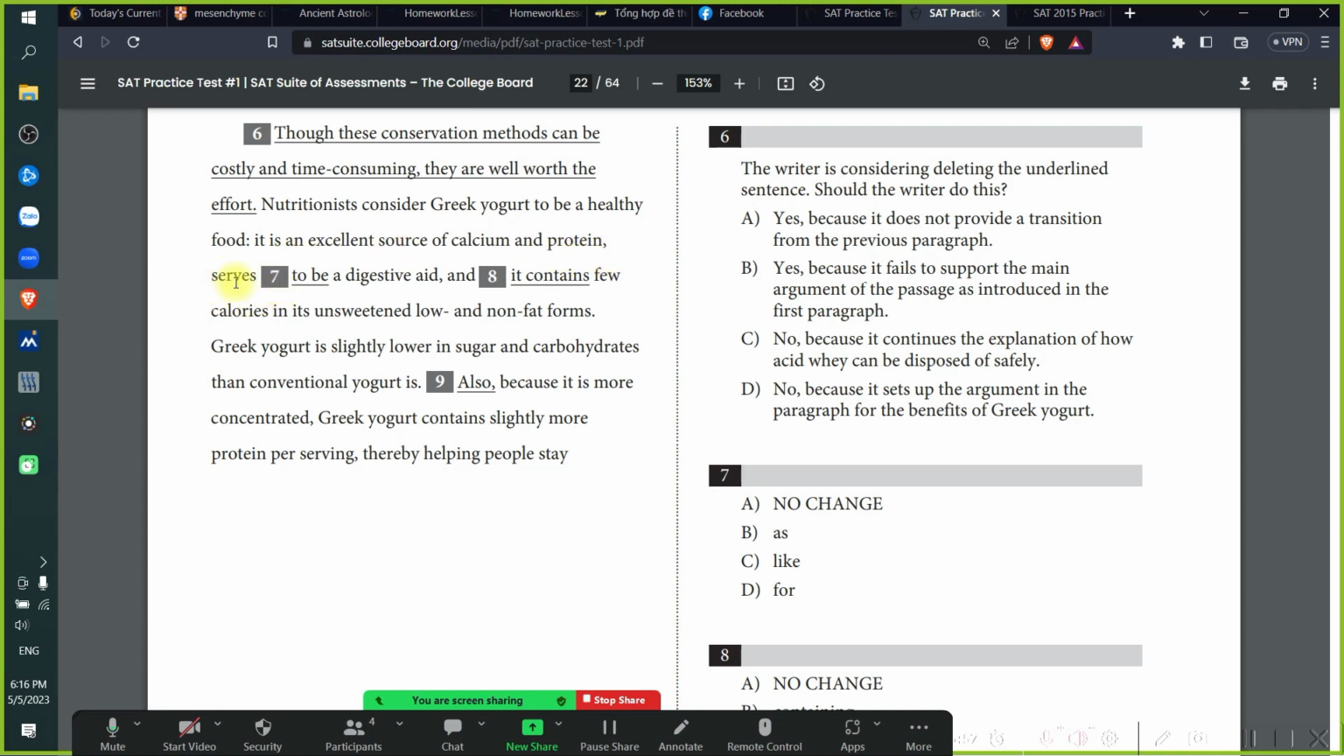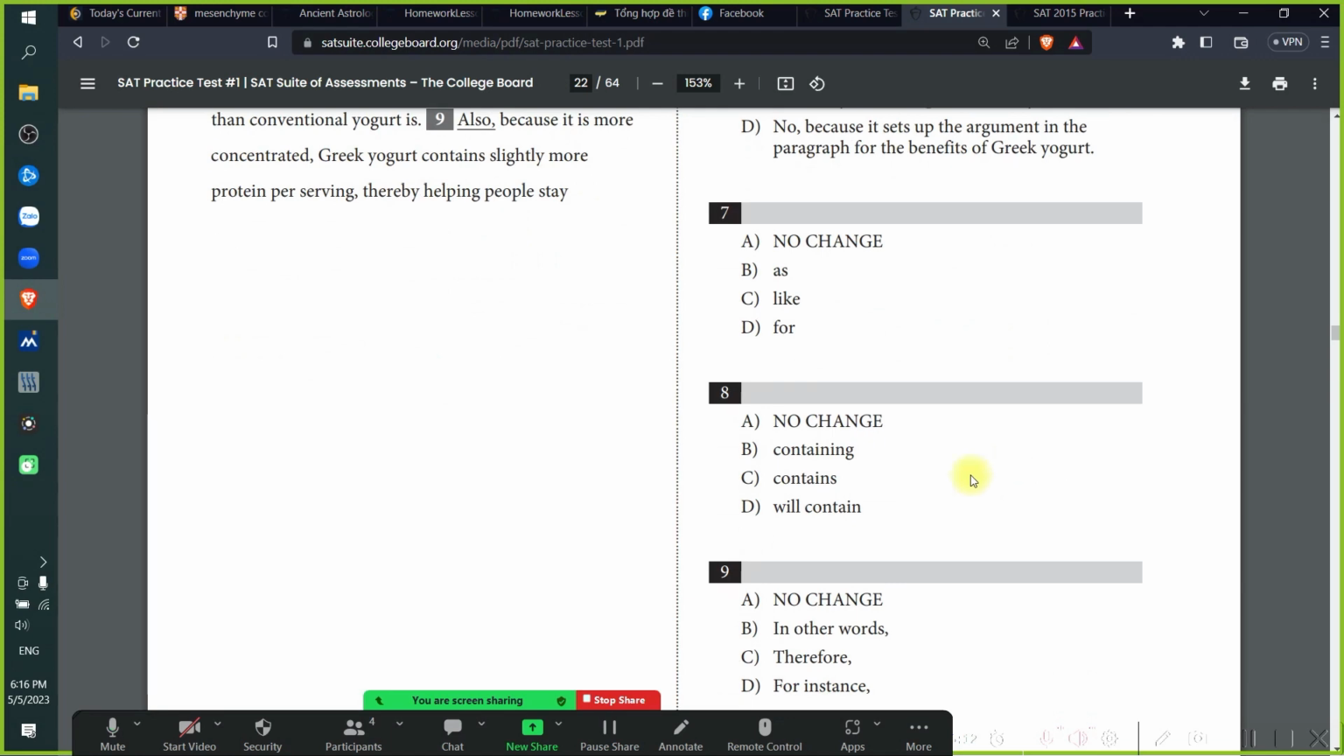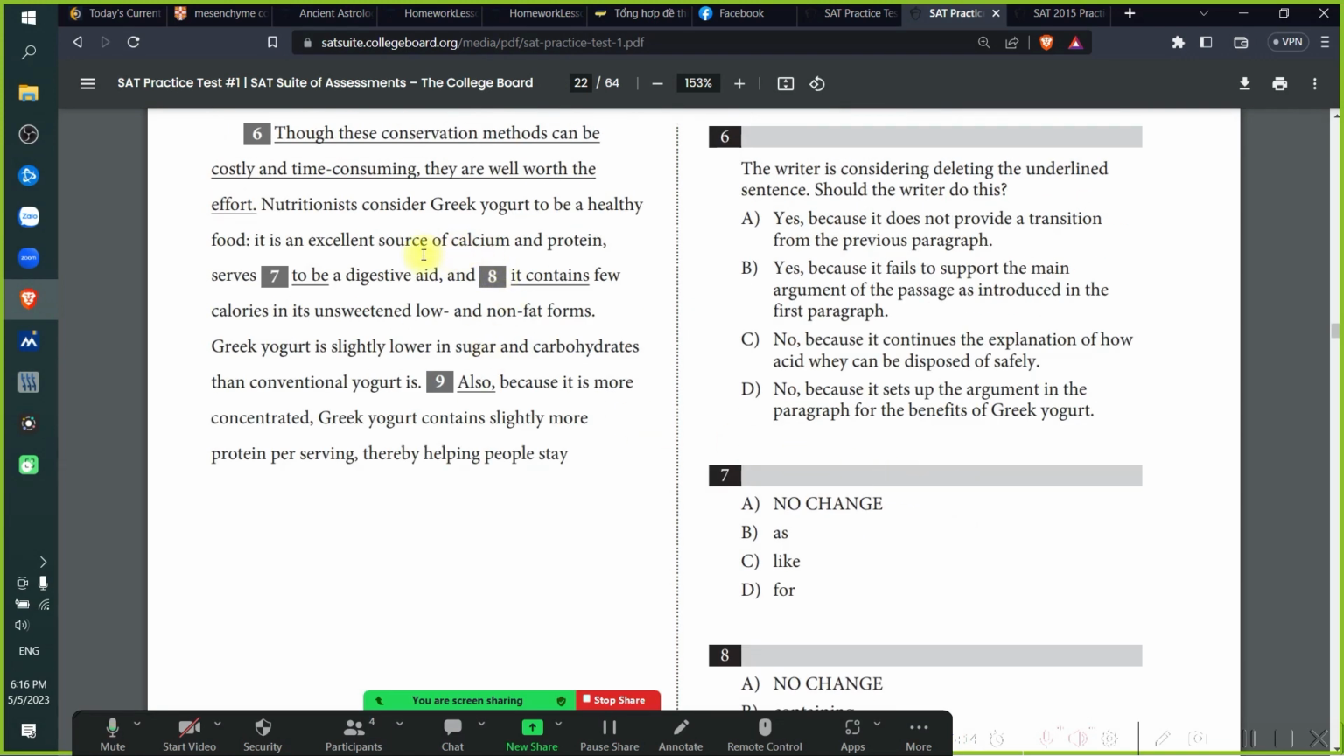Và nó cũng đóng vai trò là... cái vai trò của cái Greek yogurt này đối với cơ thể đó là đóng vai trò như là một sự trợ giúp về tiêu hóa vậy đó. Serve as, okay. Number 8. Contain, we contain. So it contains few calories and it's unsweetened.